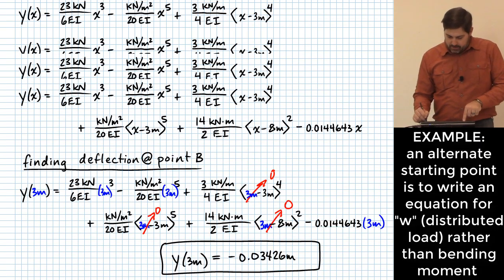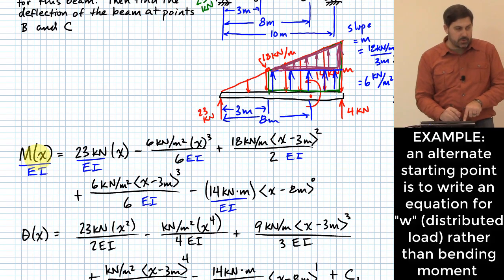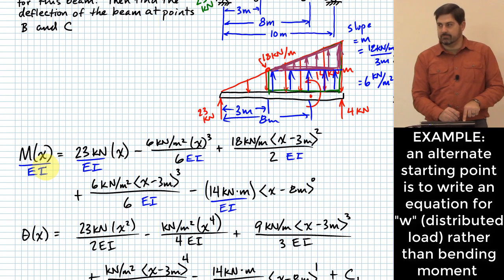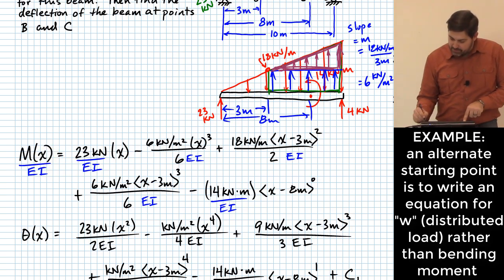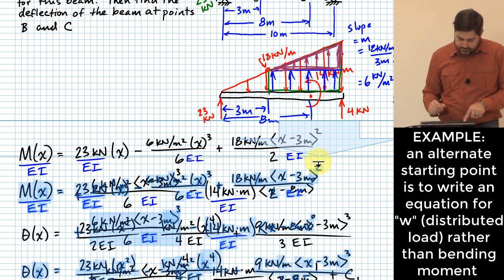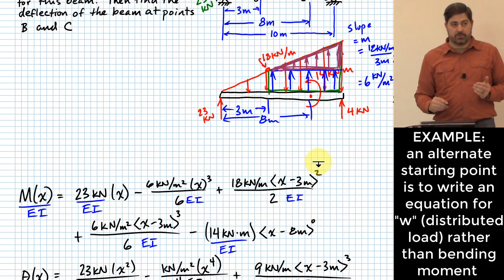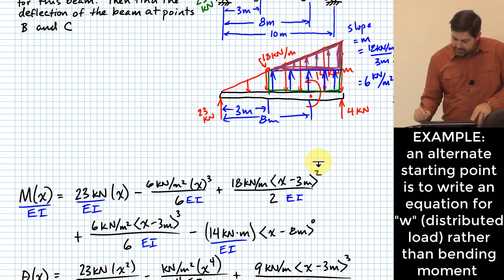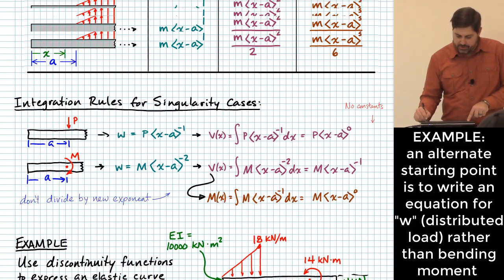Okay, let's go back up here. I said often what I like to do is start with the bending moment function, right? What if we didn't do that? I told you there's another method that we could use to deal with this type of situation, and that is to start with, instead, the W function. So let's try to construct this. Instead of starting with the M function, let's start with the W function.